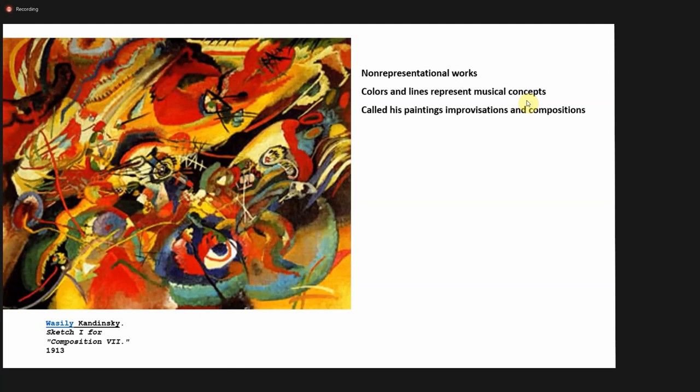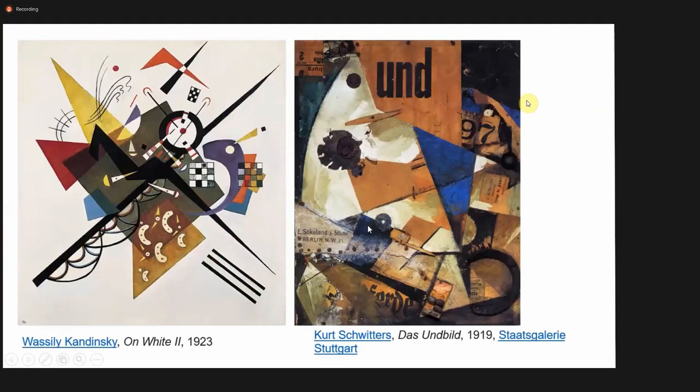So Kandinsky called his paintings improvisations and compositions, not paintings, right? And colors and lines represent musical concepts. Okay. We'll see the next one. This is also Kandinsky. It was a composition of design elements.